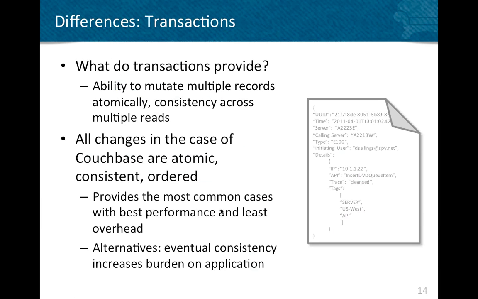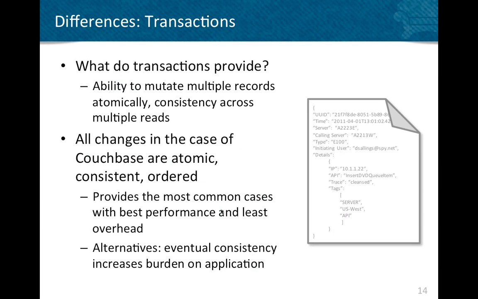So in the case of a document-oriented database, the changes to a given document are always atomic. Couchbase is always consistent. So a Couchbase server will always return whatever the current version is of a document. That's by design. We want to be consistent, not eventually consistent, because that makes the system easier to program. And changes to that document are always handled in order by the database server.